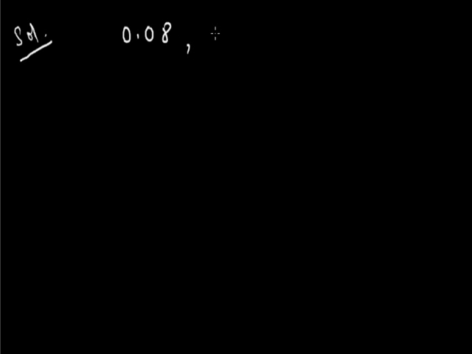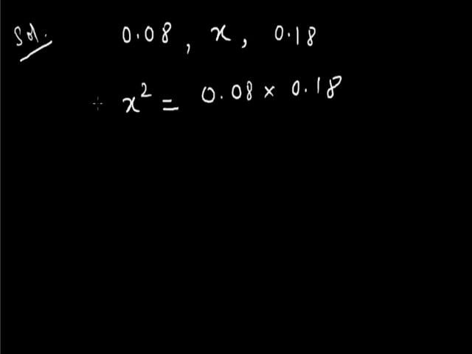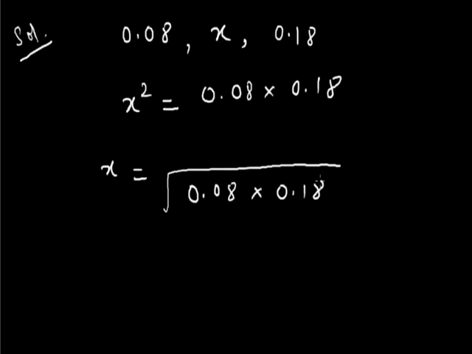Let us assume the mean proportional between them as x. Then the mean proportional is the middle term. So 0.08, x, 0.18 must be in continued proportion. Using the formula that the square of the middle term, x squared, is equal to the product of the two extreme terms, which means 0.08 multiplied by 0.18. Now x is equal to the square root of the product of 0.08 and 0.18.